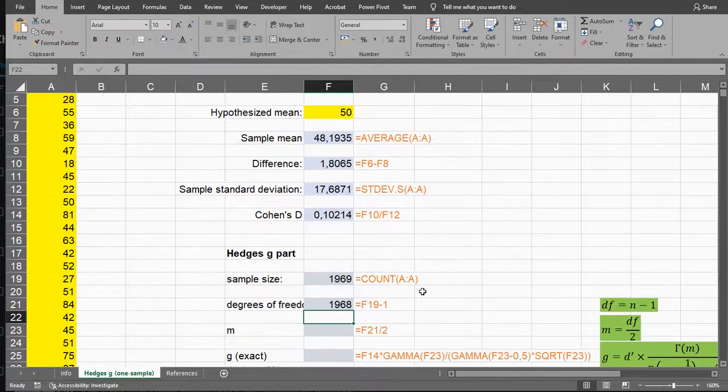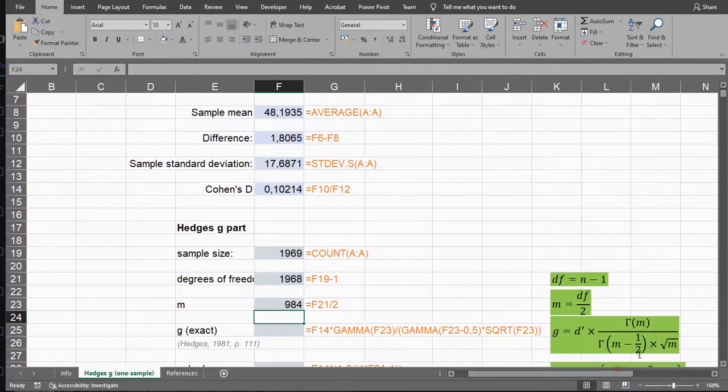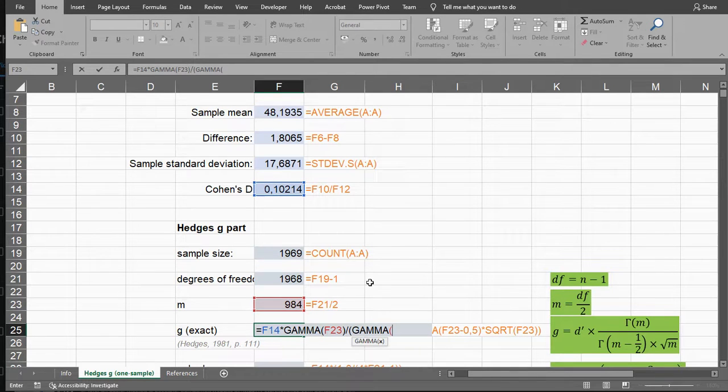1. Then we can calculate an in-between value, m, which is the degrees of freedom divided by 2. Now, be careful, in some formulas m is the degrees of freedom, so depending on which source you're using, it might look slightly different. Now, the Hedges G, the exact version, is defined by this scary looking formula. So it's Cohen's D, we already have, and then this is the gamma function, but luckily Microsoft Excel has a gamma function. So what we could do is simply say, well, it's going to be my Cohen's D multiplied by the gamma function of my m, which is in cell F23, and then divide that by gamma again. Now m minus 0.5, and multiply that with the square root of m, which was that F23.